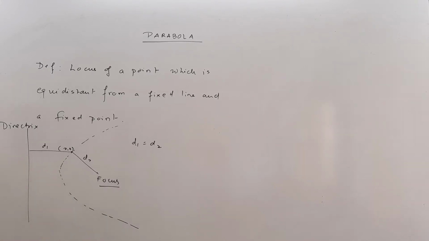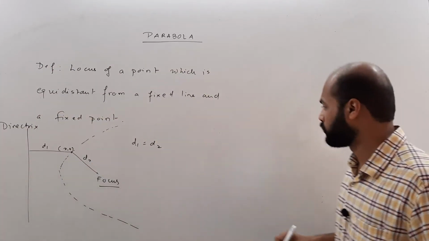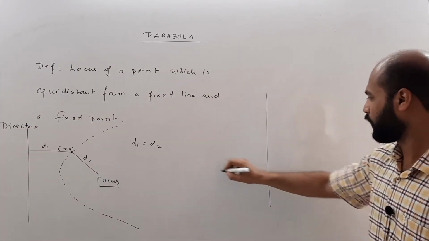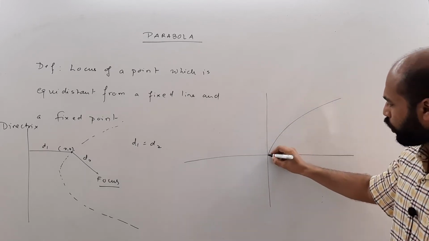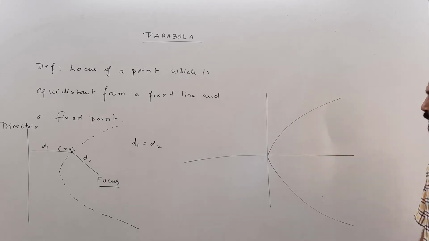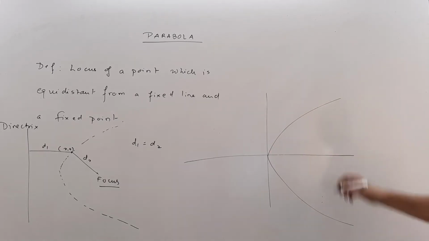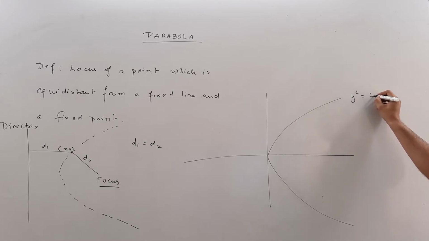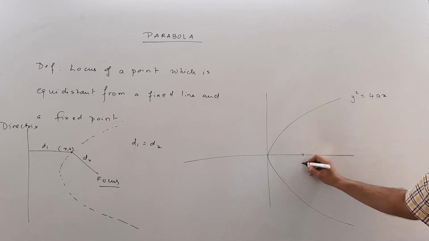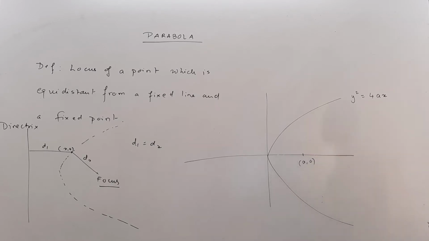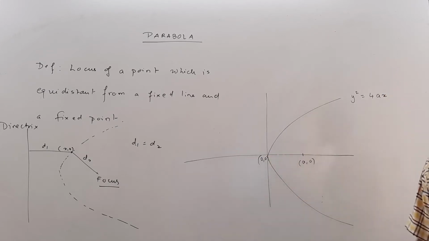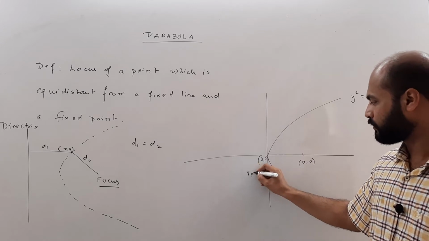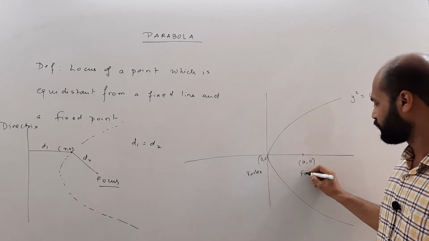Now a general parabola which is given like this, let's say that this is the coordinate axis, and if we draw this kind of a parabola, then the equation of this parabola is given as y square is equal to 4ax. So this point over here is the focus, that is (a, 0), and this particular point is called vertex. So this is the vertex, this is the focus.